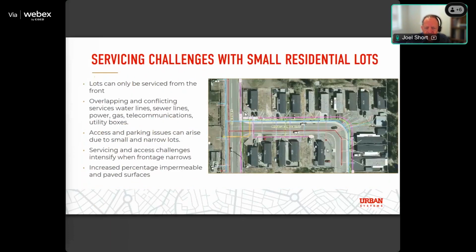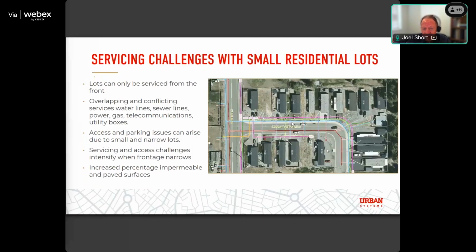So let's get right into some of the challenges themselves. We've got some challenges with small residential lots. This is an overview of the Pinnacle Crescent subdivision, and it shows the various layers of lines. We've got water lines and sewer lines and telecommunications lines and power, and you can see how when you have smaller lots and tighter development, there's a lot going on in the street, and you get these overlapping and conflicting services of water lines and sewer lines and power, gas, telecommunications, and utility boxes.